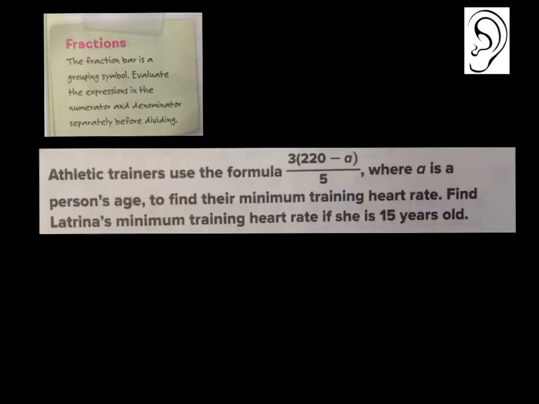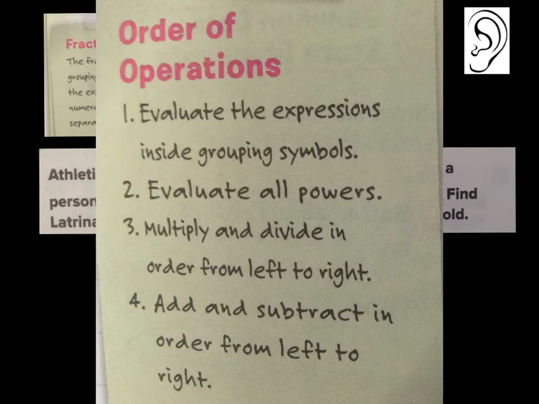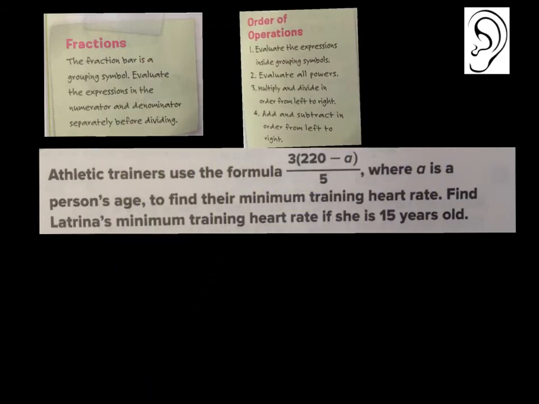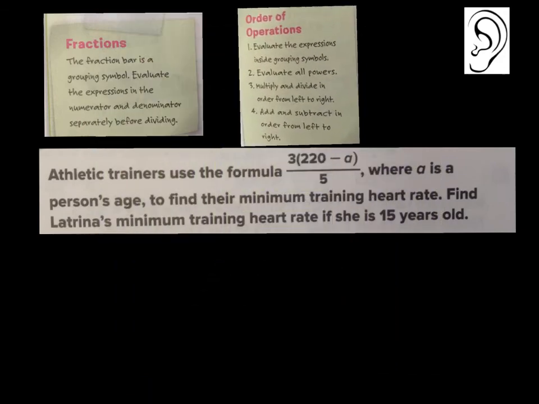Other notes we got to know is that a fraction bar is also a grouping symbol. Remember from the order of operations that if we have grouping symbols, those are the first things we need to take care of. So evaluate all expressions inside grouping symbols. Then we evaluate powers, then multiply and divide, then add and subtract.